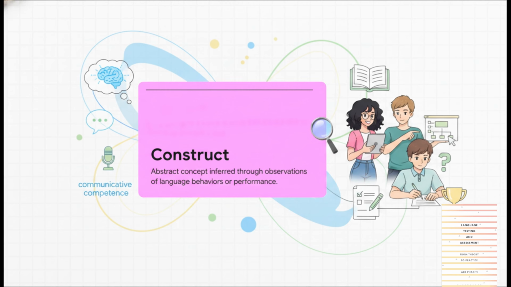Right. And a major risk here is something we call construct underrepresentation. Imagine your construct is communicative competence, but your test only asks students to conjugate verbs on a piece of paper. You're really only measuring a tiny, isolated fragment of the construct, which kind of makes the whole assessment inherently flawed.